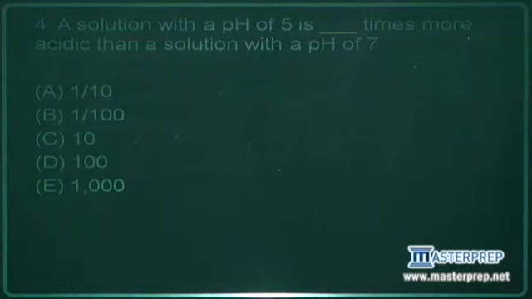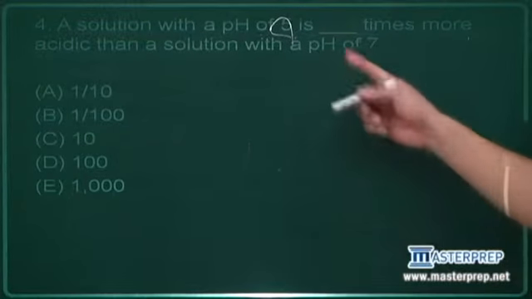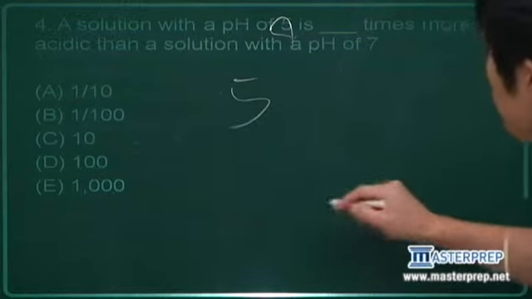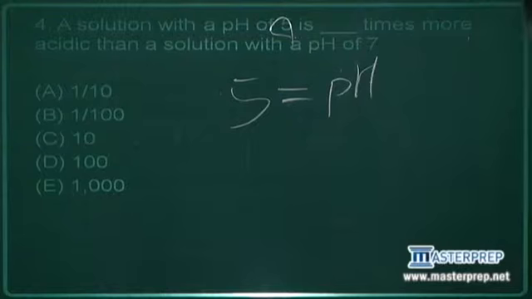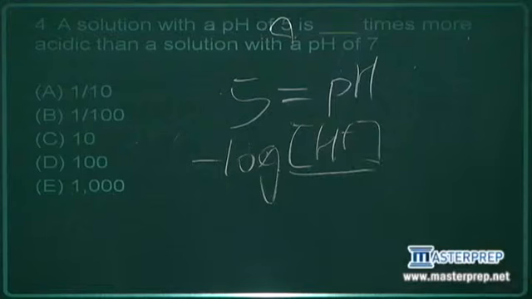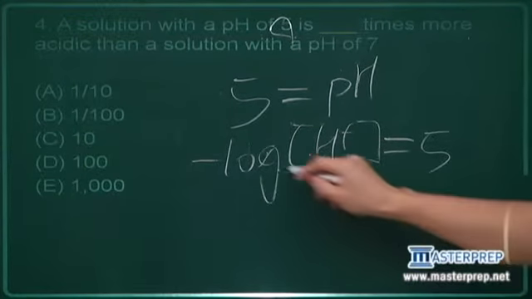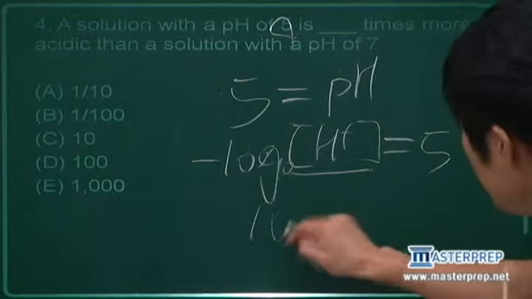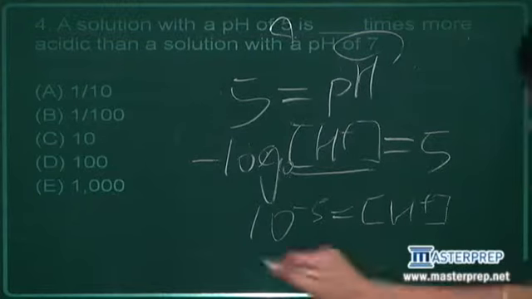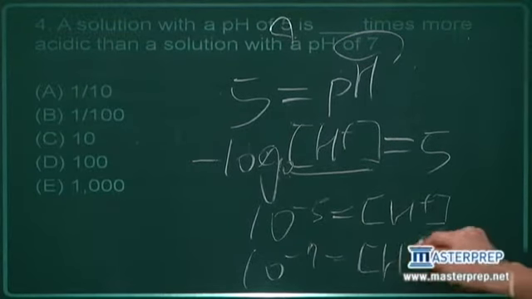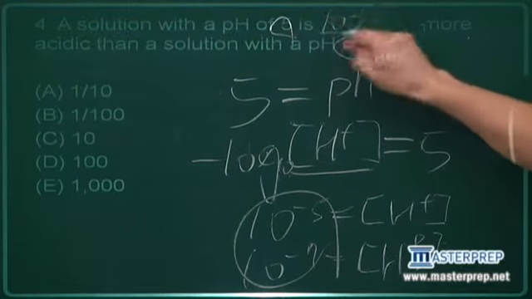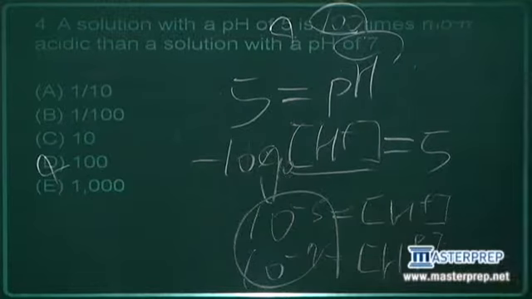Okay, a solution with a pH of 5 is how many times more acidic than a solution of pH 7? Okay, pH is 5. That means minus log of the concentration of hydrogen is 5. So you have a 10 to the minus 5 here. So that means this is the concentration of the hydrogen. And if the pH is 7, this is the concentration of hydrogen. So if you compare these 2 numbers, you know you got to have 100 here. So D.